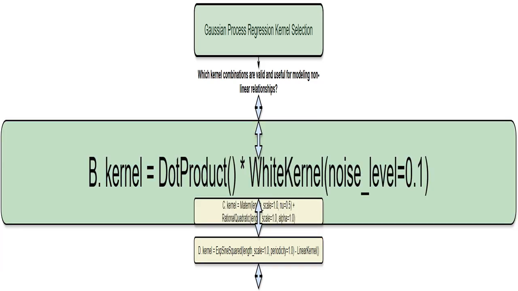This combines a dot product kernel, which models linear relationships, with a white kernel that introduces noise. While valid, this isn't helpful for modeling nonlinear patterns because it primarily captures linear relationships and adds some randomness.